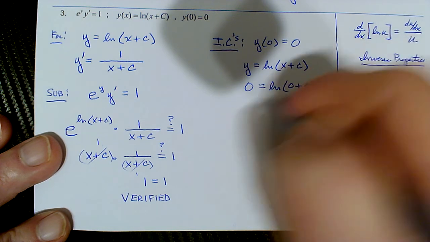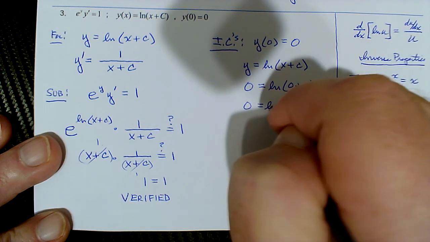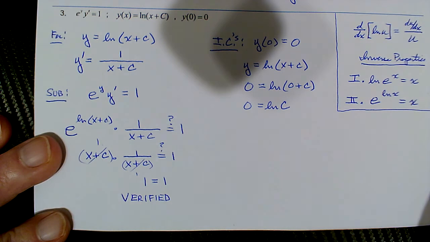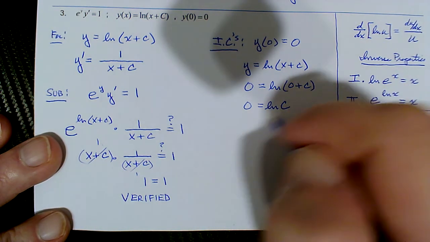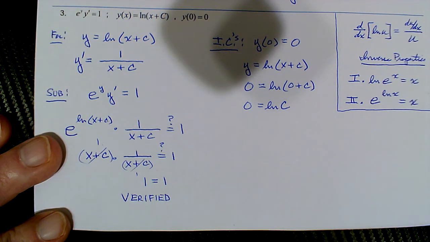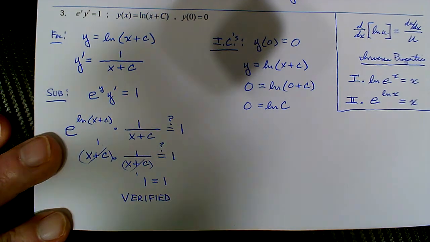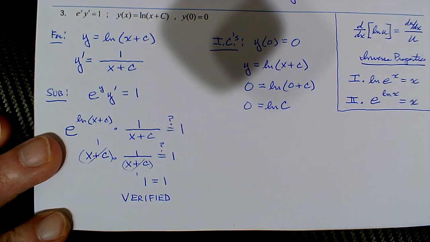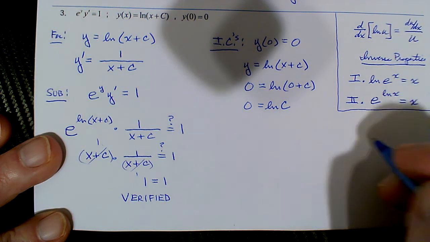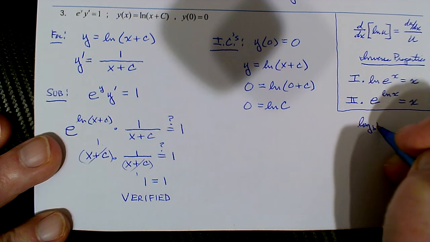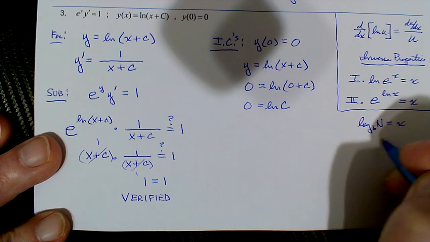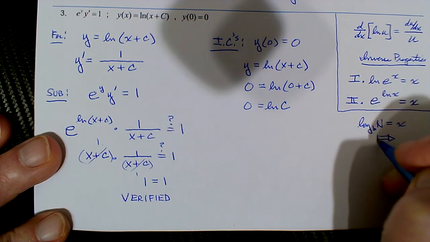And here we have to know the fact that natural log, or the logarithm of any to any base of 1 is 0. But if you want by definition, log base b of n equals x, if and only if b to the x equals n. So that's our formal definition of logarithms.